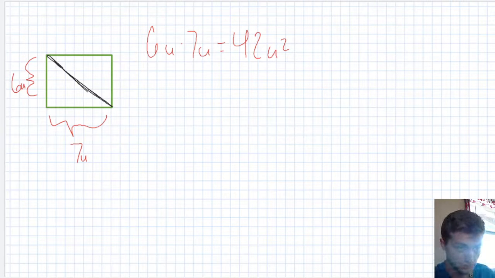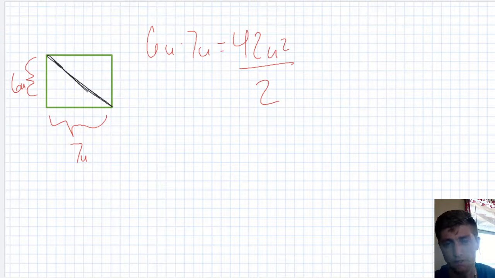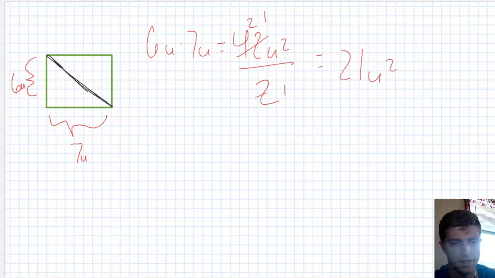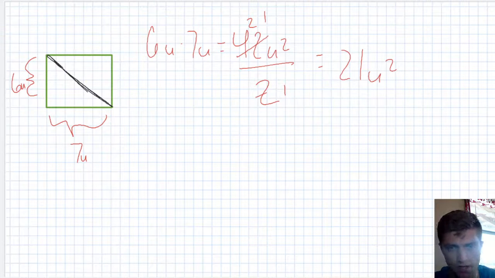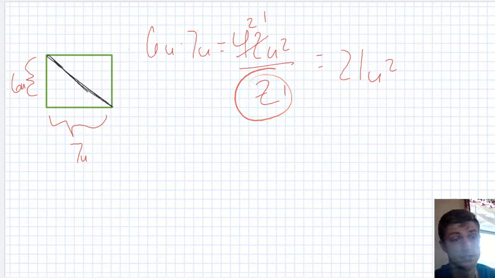So that tells us that for the area of a triangle, all we've got to do is divide the area of a rectangle by 2. So 42 becomes 21, 2 becomes 1. We're left with 21 units squared. And that's all there is to it. So for a triangle, all we've got to do is find the right angle, measure the two sides, multiply them, and then divide by 2.